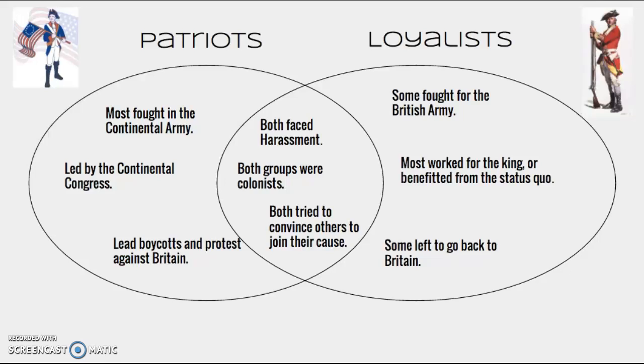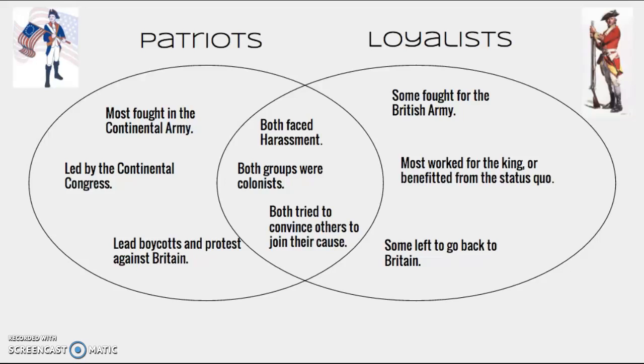So in contrast to the Loyalists, you got the Patriots, and most of the Patriots fought for the Continental Army. And the reason why most of them had to fight for the Continental Army is because they were fighting for an idea. They were leading a revolution. And in order to lead a revolution, you have to have people that are willing to put their lives on the line to actually go and fight and possibly die for this idea of independence. And most of them are willing to do that. So most of the people that consider them patriots fought in the Continental Army.